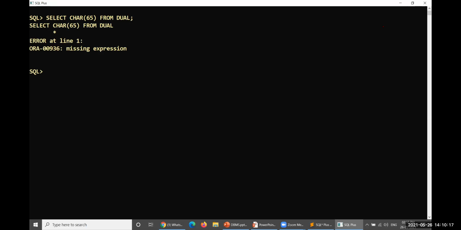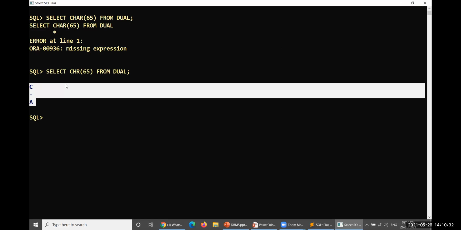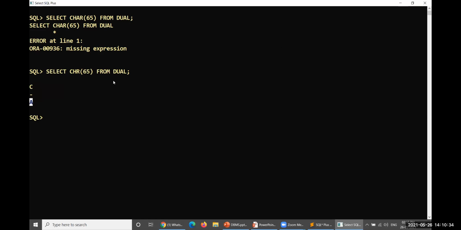Sorry, not CHR, CHR is actually a data type. So look at this, here we got 65, and the equivalent ASCII character value of 65 is capital A. If you take some other value, for example 99, the equivalent value is C. So 97, 98, 99. In this way, it is going to display something.